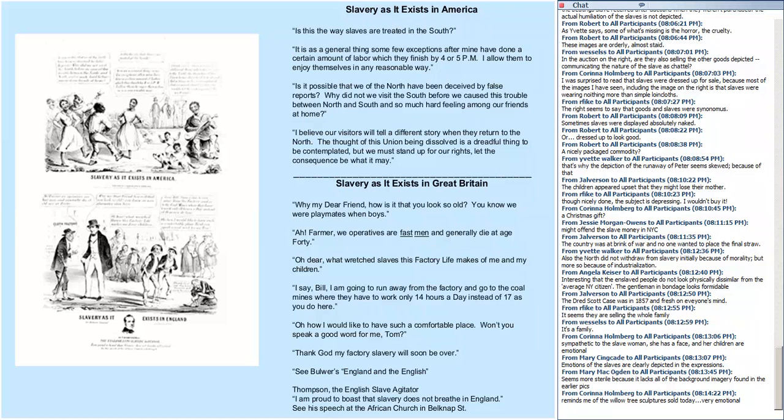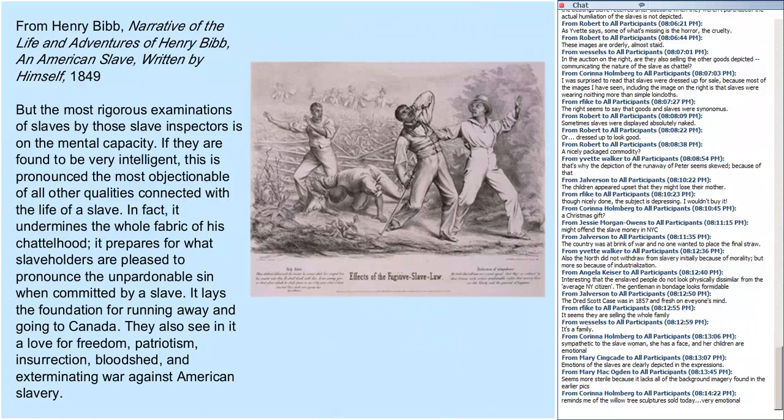The effects of the Fugitive Slave Law and the tug on the two texts that Americans in the 19th century would have held most dear, the Bible and the Declaration of Independence, in many ways are bolstered by what we find in slave narrative after slave narrative, in which we see slaves reporting that if masters found them to be intelligent, as Henry Bibb writes in his narrative, that was pronounced the most objectionable of all qualities. The reason why was that slave owners understood that slaves would understand what freedom and liberty meant. So as he writes about running away here, they also see in it a love for freedom, patriotism, insurrection, bloodshed, and exterminating war against American slavery.